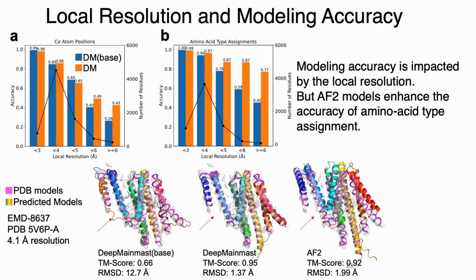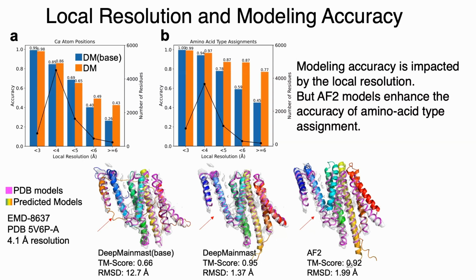DeepMainmast based and DeepMainmast with AlphaFold, and this is the AlphaFold 2 model. The resolution is 4.1, but the local resolution is much worse, maybe 4.5 or 5 angstrom. DeepMainmast based generates some strange connections. The RMSD is 12.7. If we check the AlphaFold 2 model, the overall structure looks correct, but the relative positions of the helices are different.